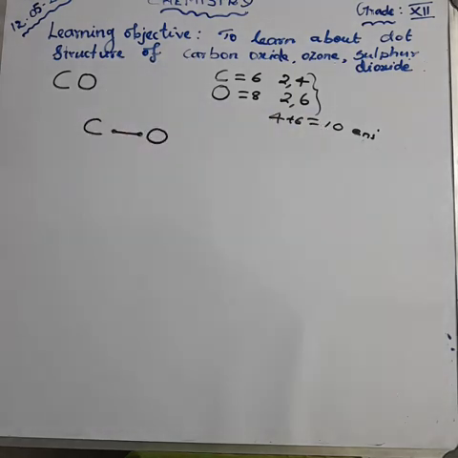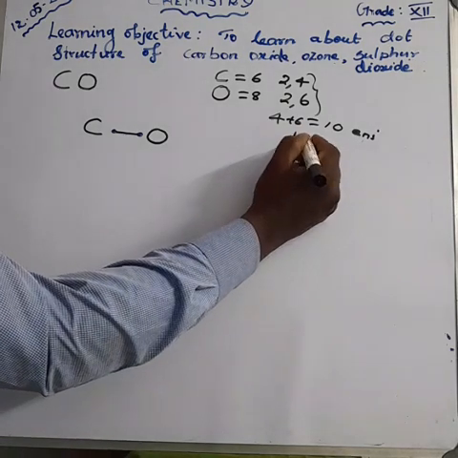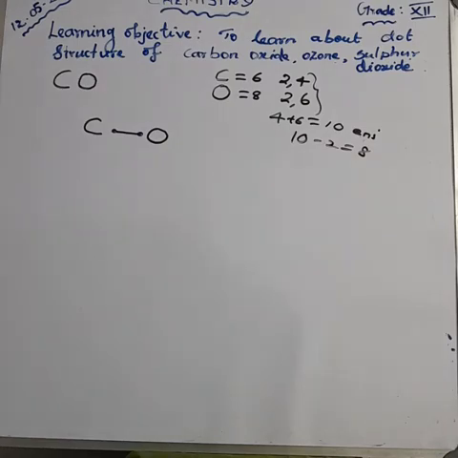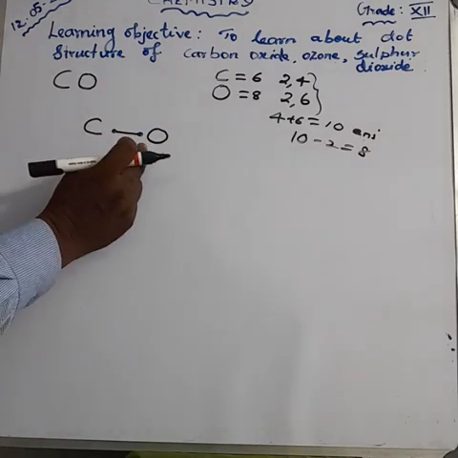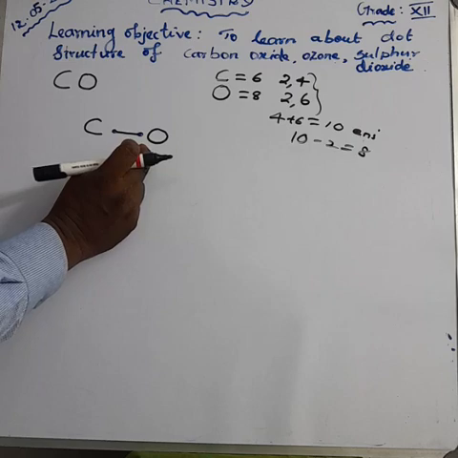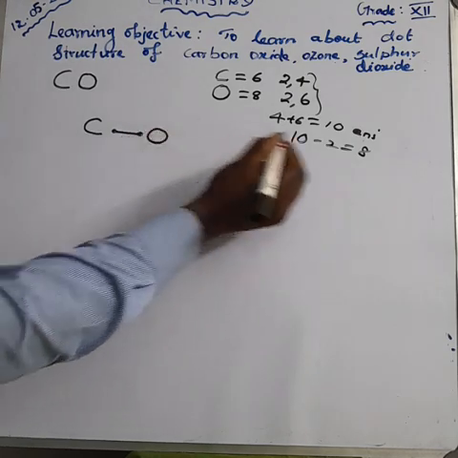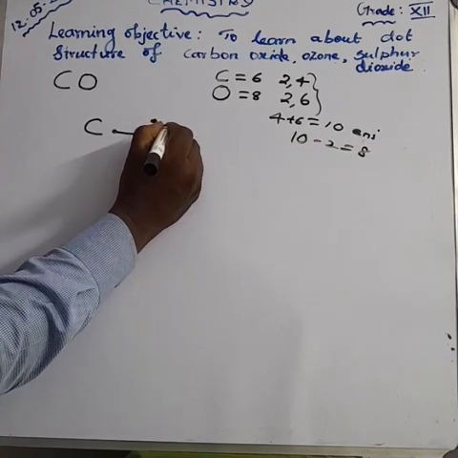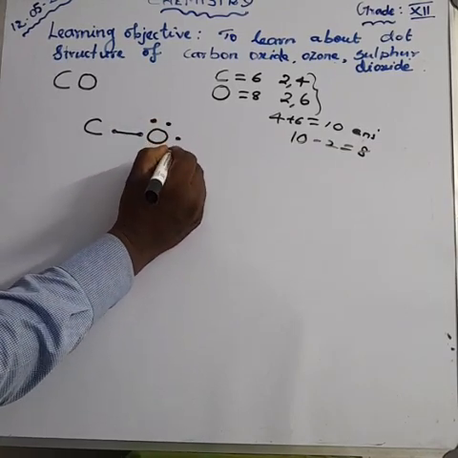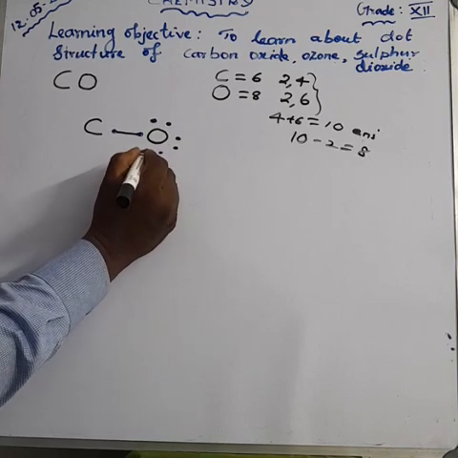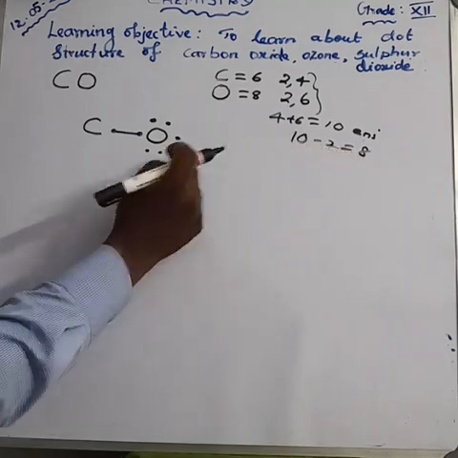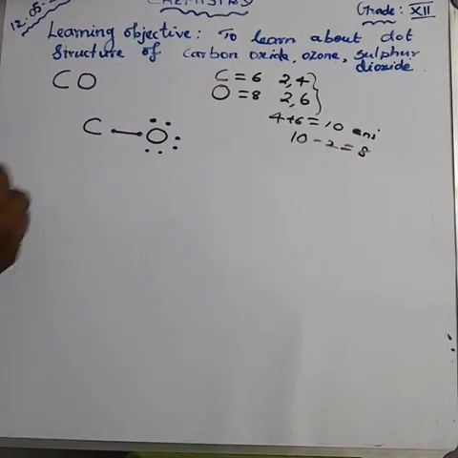What are the remaining electrons? That is 10 minus 2. We get remaining 8 electrons. Am I right? So here I am starting with oxygen. Out of 8 electrons, I am accommodating 6 electrons here: 1, 2, 3, 4, 5, 6. So 8 minus 6 leaves 2 remaining. The 2 will be accommodated here. So total 10 electrons.